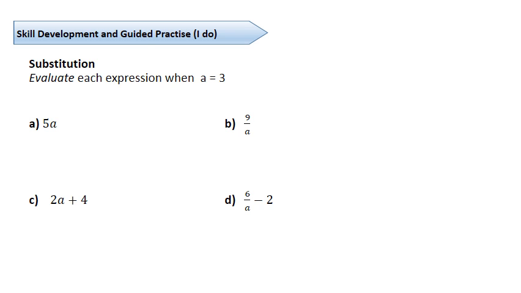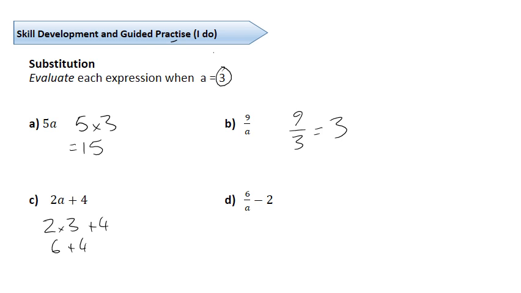Okay, evaluate each one of these expressions where a equals 4. So, I said 4, I meant 3. 5a, so 5 times 3, it's going to be 15. b is 9 on 3, should be 3. 2 times a, so 2 times 3 plus 4. 2 times 3 is 6, plus 4 is 10.